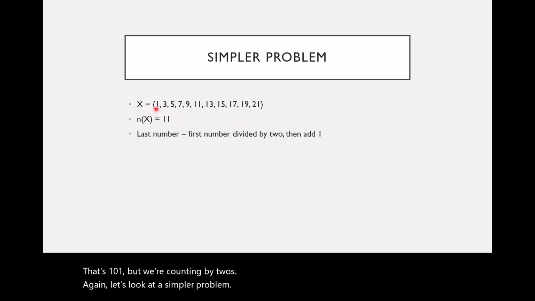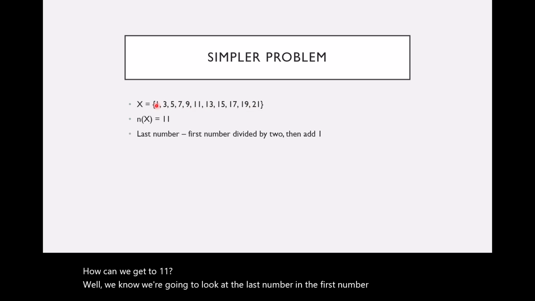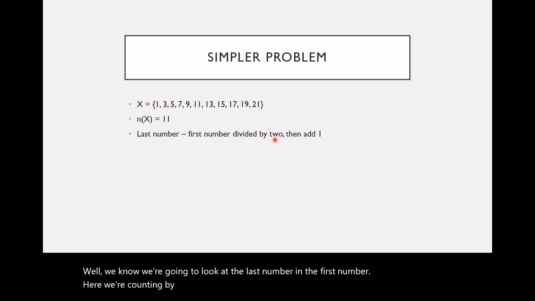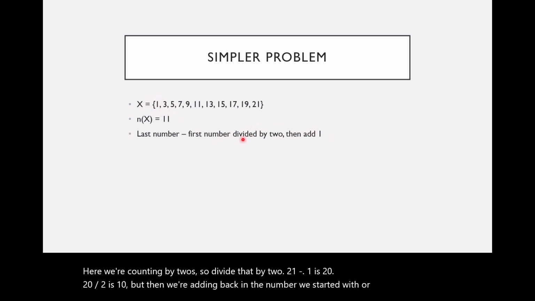Let's say that X was 1, 3, 5, 7, 9, 11, 13, 15, 17, 19, 21. So list them out, just count them, and say, oh, the cardinality of this set is 11. How can we get to 11? Well, we know we're going to look at the last number and the first number. Here we're counting by 2s, so divide that by 2. 21 minus 1 is 20. 20 divided by 2 is 10, but then we're adding back in the number we started with, or we're adding back in that we have a number to start with.